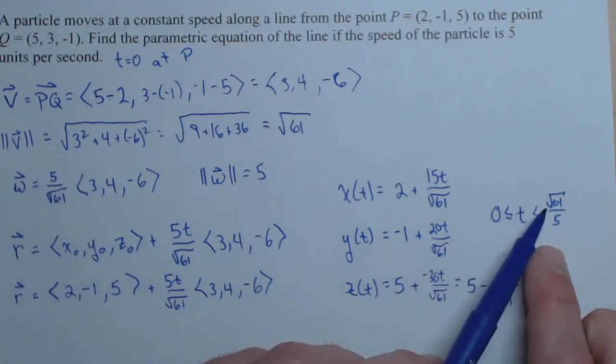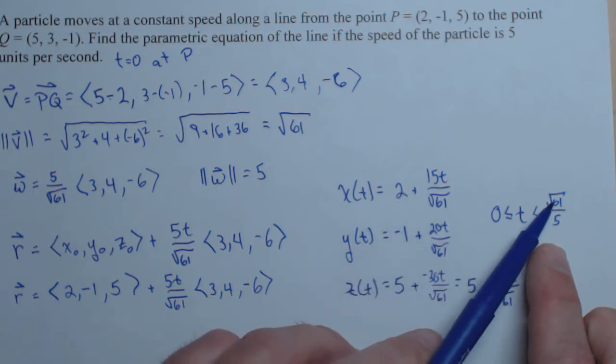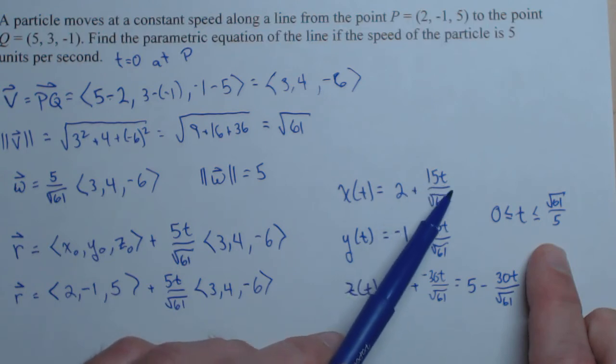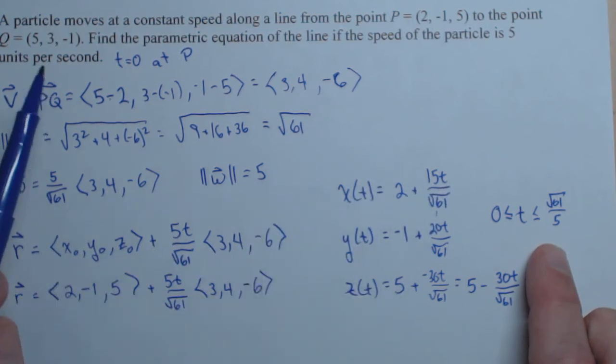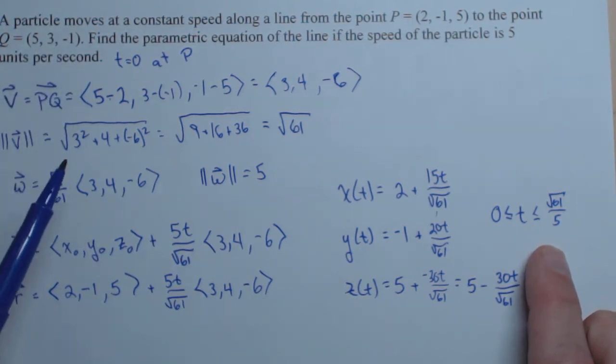If we don't see that right away, imagine multiplying, for instance, x of t by rad 61 over 5. The rad 61s would cancel. We'd have 15 over 5, which is 3. 2 plus 3 is going to end us at 5. And it's going to be the same for the other two coordinates.